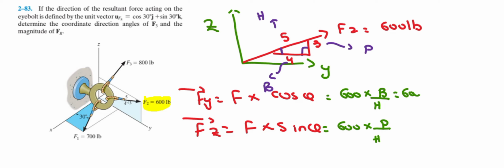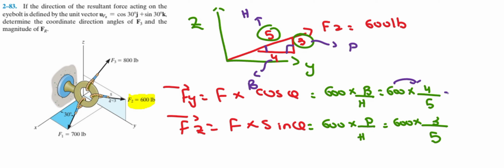So 600 into the value of base in our triangle, which is 4, and the hypotenuse is 5. Similarly 600 into the perpendicular, which is 3, over the hypotenuse 5, so this becomes 3 upon 5. 600 into 4 divided by 5, you will get 480 j cap pound, because j represents the direction of that vector along the y-axis and it is positive. Similarly 600 into 3 divided by 5, you will get 360 k cap pound. This is the resolution of F2 vector.